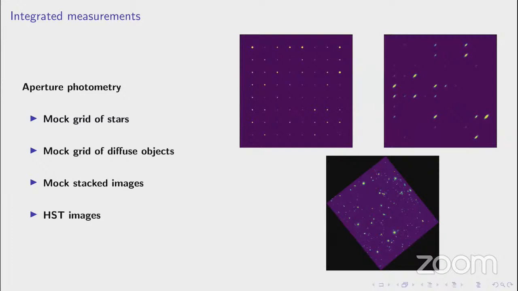So we have divided this in two blocks, as well as Adriana, which is the integrated measurements. We take images with lots of objects, and we have done the aperture photometry for a grid of stars, which will be this image, a grid of diffuse objects, the other image, and we have also performed the test on multi-stack images, which is a very important one. I'll explain why later. And we have used real images from HST because they weren't already compressed. So this is not the class would be an exception.